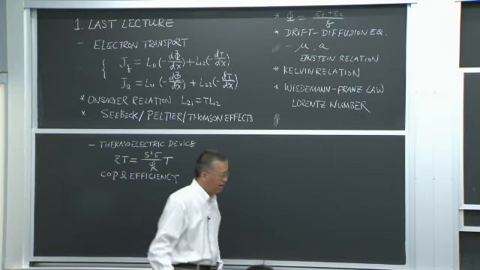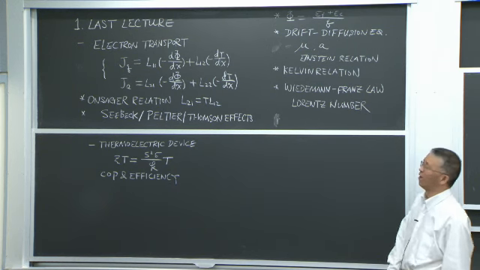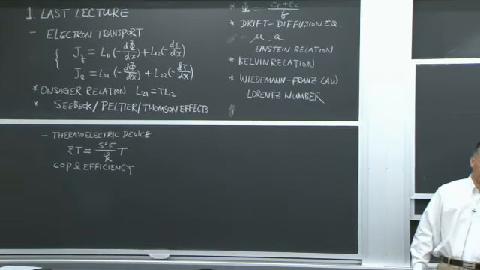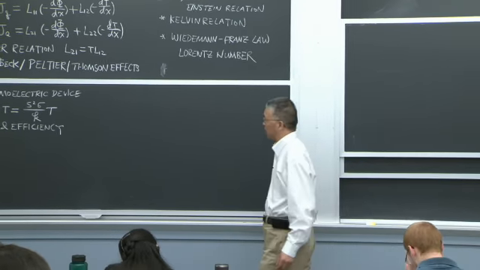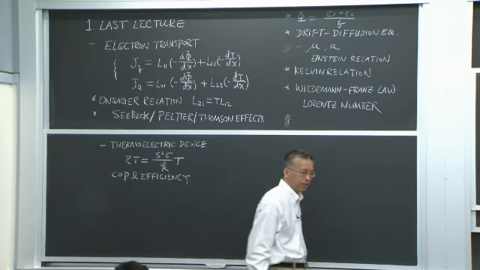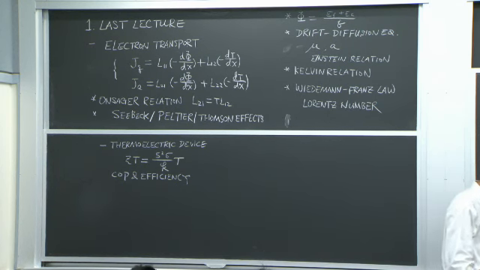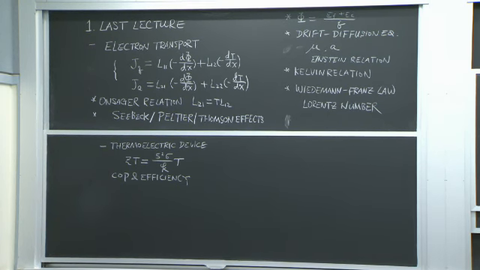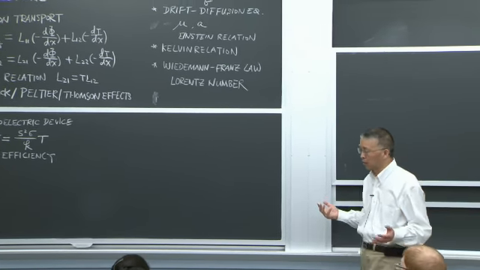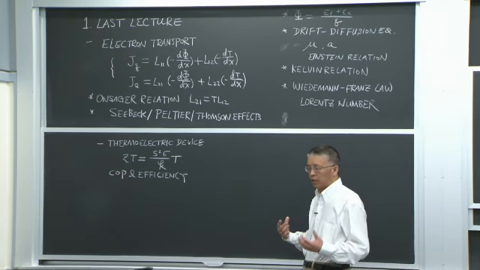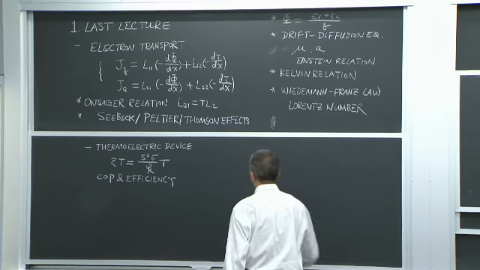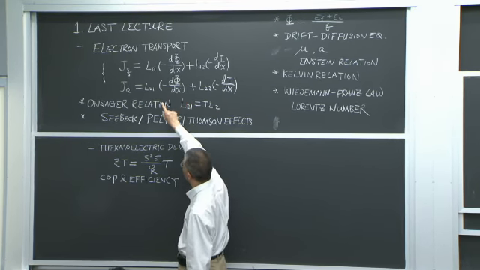Okay, a recap of last lecture. There are many terminologies in the last lecture. We basically start from the Boltzmann equation under relaxation time approximation. And we derived the expression for the charge flux, current density, and also for the heat carried by the charge. And so we have the coupled equation for electrical transport.